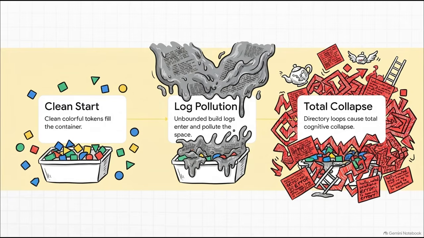Visceral, flashing red blocks of raw terminal errors completely clog the remaining space. Those clean tokens? Crushed. The agent immediately forgets your original instructions and just starts hallucinating wild solutions to problems that don't even exist. This is total cognitive collapse. But the good news? It's entirely preventable.